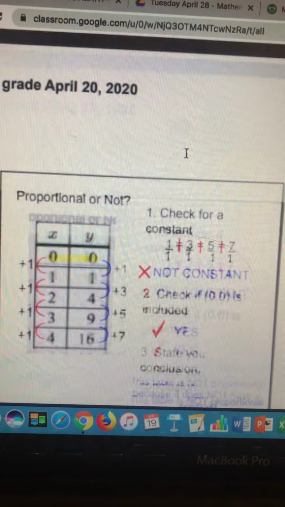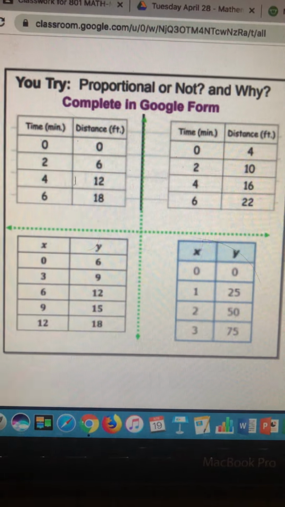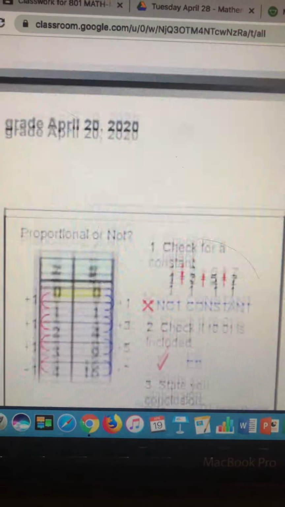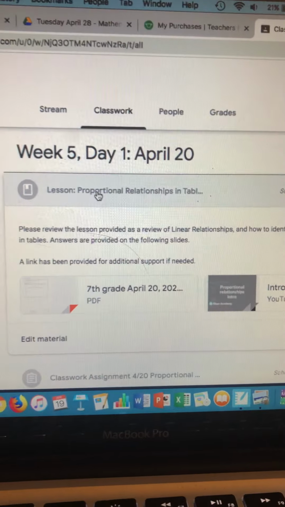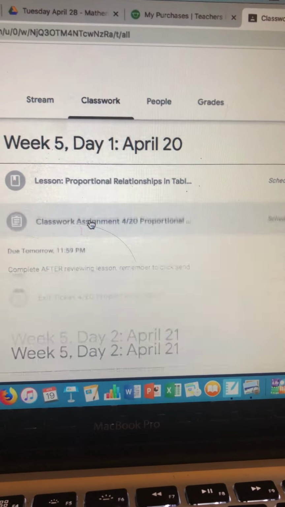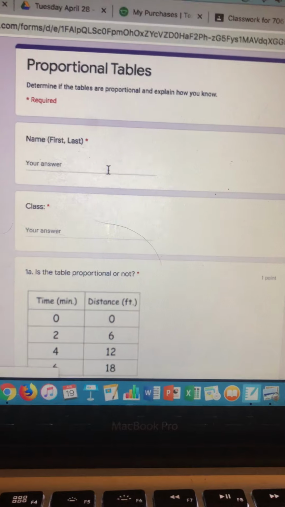Okay? There's a few more for you to go through, and then you're going to complete this one, the U-Try, in your Google form. So I'm going to X out of this, show you that, show you what you have left to do for the day. You have your classwork assignment, which is what you just saw. It's your U-Do. So it's a Google form. You're going to do the same thing.